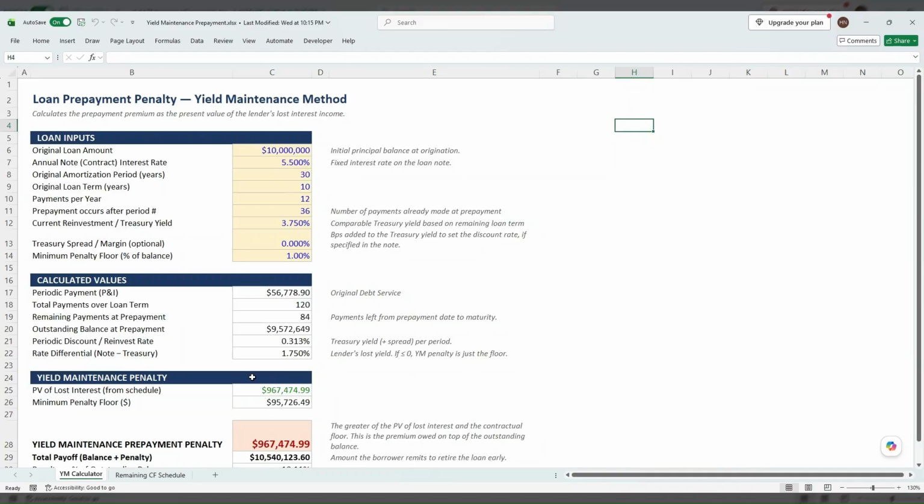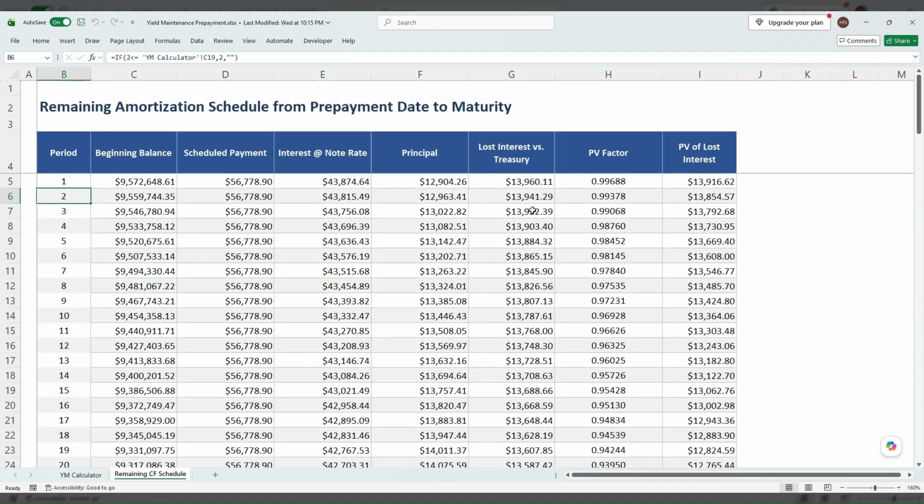The model consists of two sheets. The first is the yield maintenance calculator, which accepts a few inputs about the loan. And the second sheet is the remaining cash flow schedule, which calculates the remaining amortization of the loan.